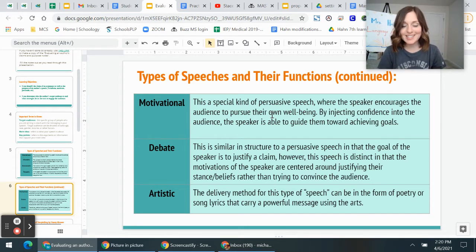Finally, artistic is a type of speech. The delivery method for this type of speech could be in the form of poetry or song lyrics, and it can carry a powerful message using the arts. So poems are artistic, but they also often are persuasive or motivational.